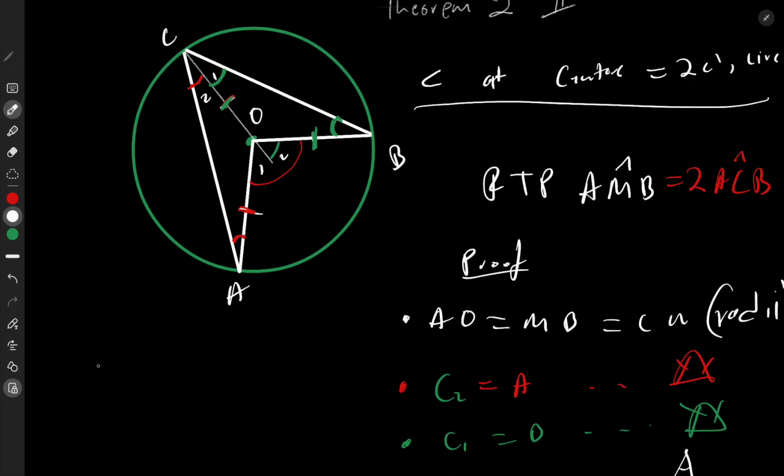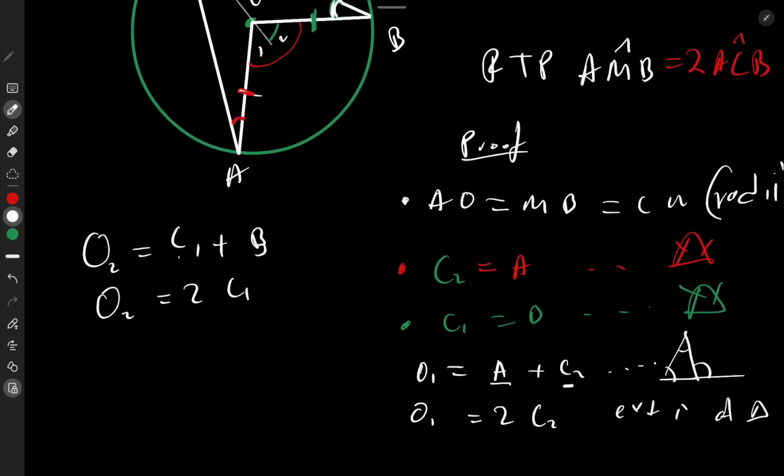I'm saying O2 is equal to C1 plus B. B plus C1 equals O2. But we know that C1 and B are the same. We got that here, right? Because of the isosceles triangle. And we can just call this one 2C1, which is equal to O2.